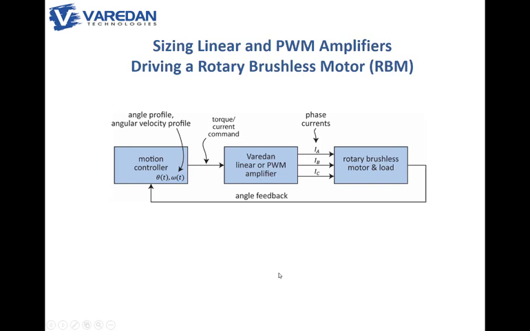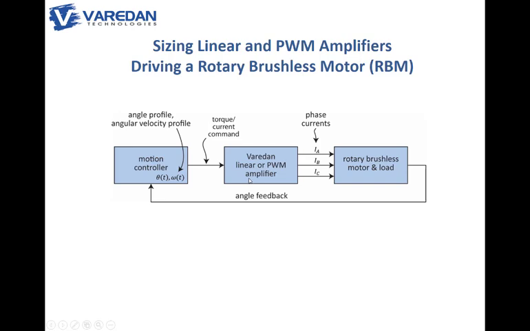A typical motion control system is represented by this block diagram. There's a motion controller that specifies an angle profile theta of t, which implicitly defines an angular velocity profile. This motion is assumed to be periodic, that is, once completed, the motion repeats itself. We use the velocity profile in the amplifier sizing process.